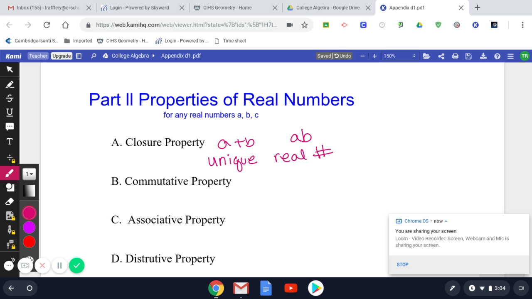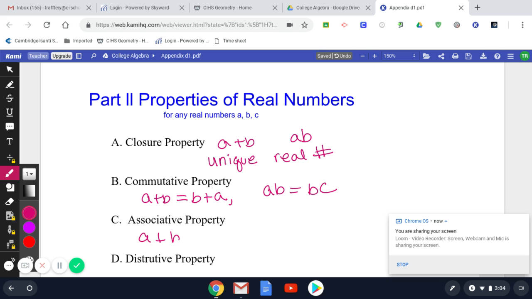Commutative property, we have it for addition and multiplication. A plus B is equal to B plus A. Also, A times B is equal to B times A. Associative property, I always think about associating or grouping, which involves parentheses.